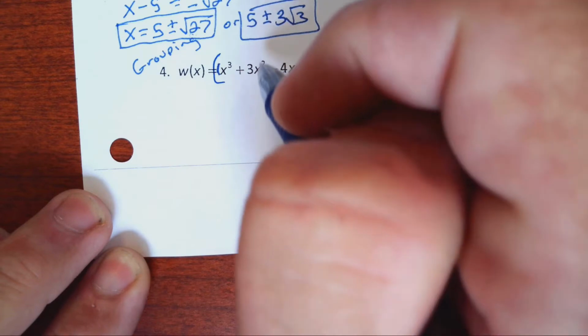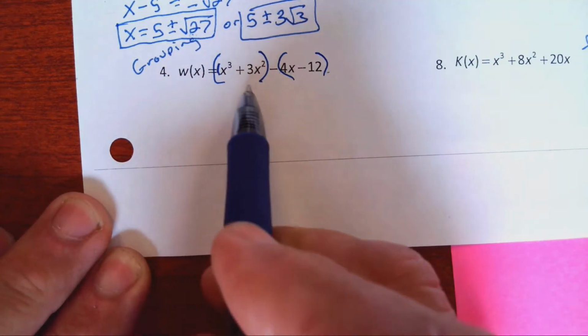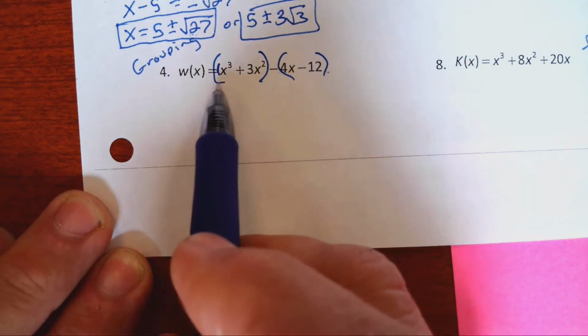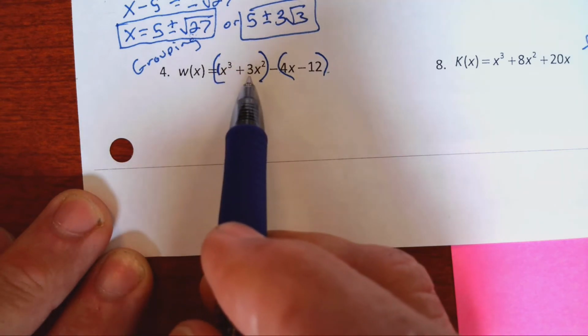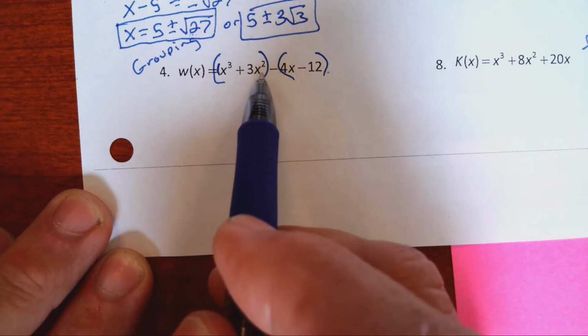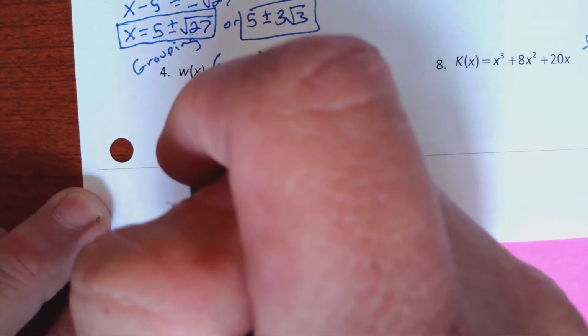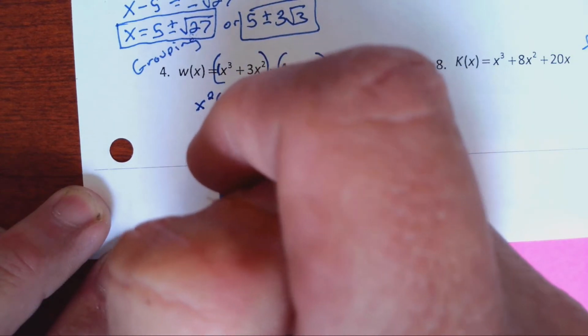So what we do for grouping is pair these off together. Pair off the first 2, pair off the second 2. And within each pair, you want to look for the GCF. So here in this one, the greatest common factor would be just the x squared. So we're going to take out the x squared, and you're going to be left with x plus 3.